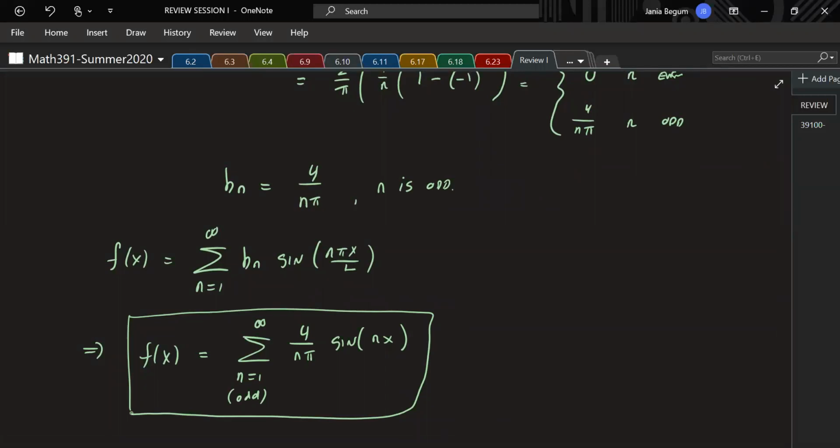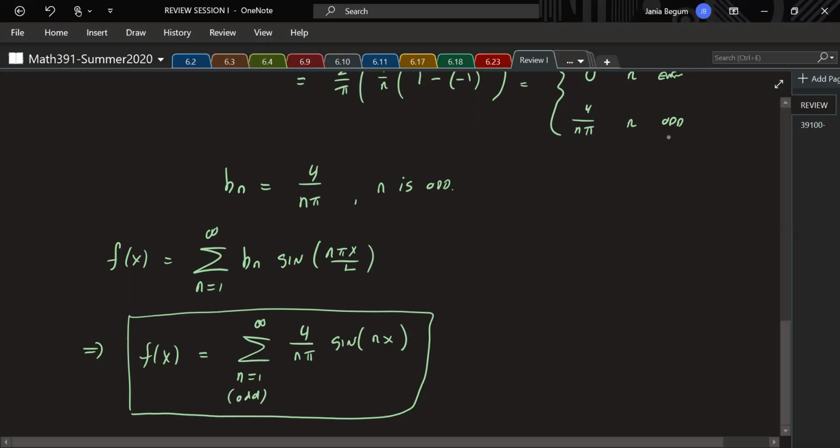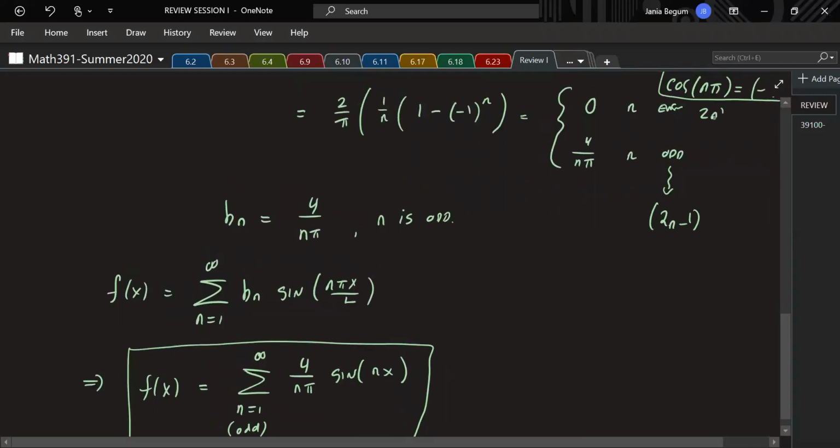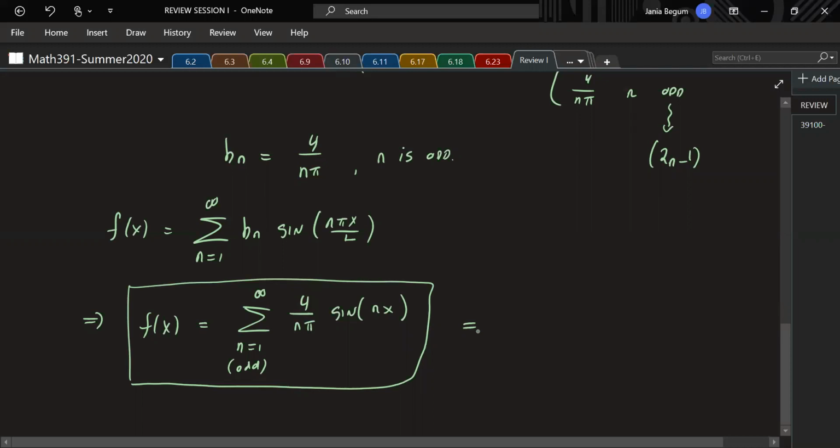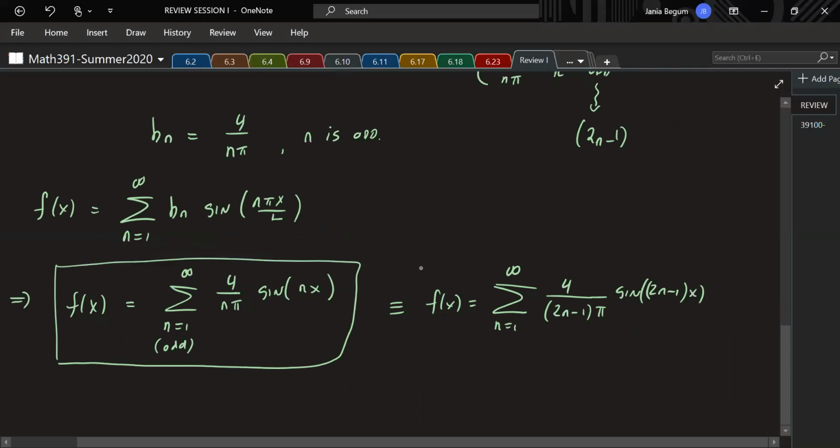So this is one way to express the Fourier representation of this. Or if you only use the rule for odd numbers, how do we express odd numbers? Odd numbers, we can express as 2n minus 1, right? And even numbers, we express as 2 times n, because any number times 2 will always give you an even number. And then 2n minus 1 will always give you an odd number. So you can say f of x is equal to the sum n equals 1 to infinity, 4 over, well, n will be replaced with 2n minus 1, pi times sine of 2n minus 1 x. So this would be another way to express the Fourier sine series. Any of these are fine, right?